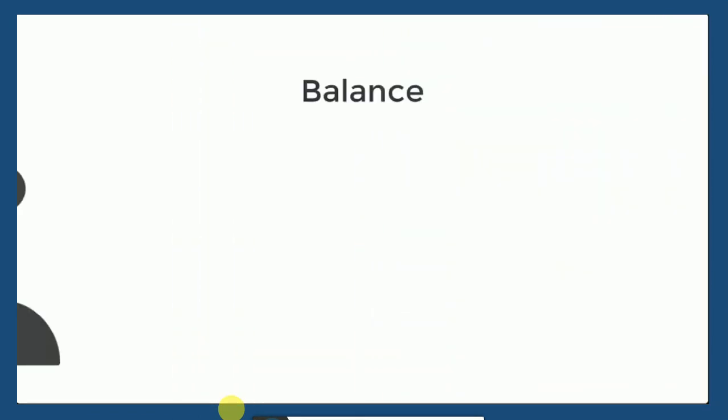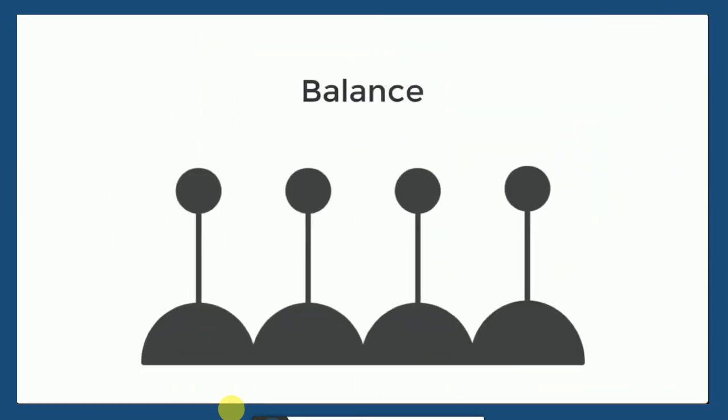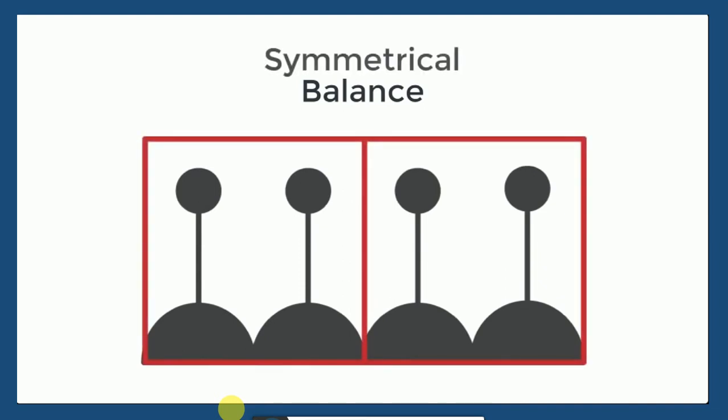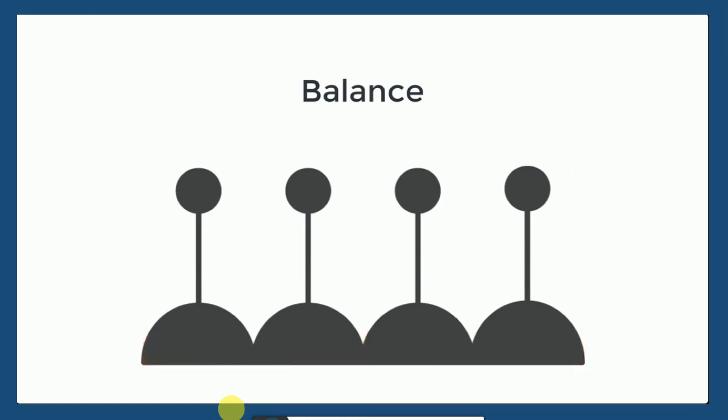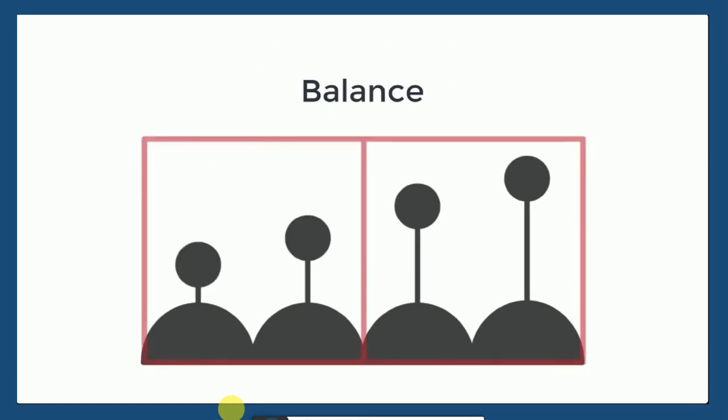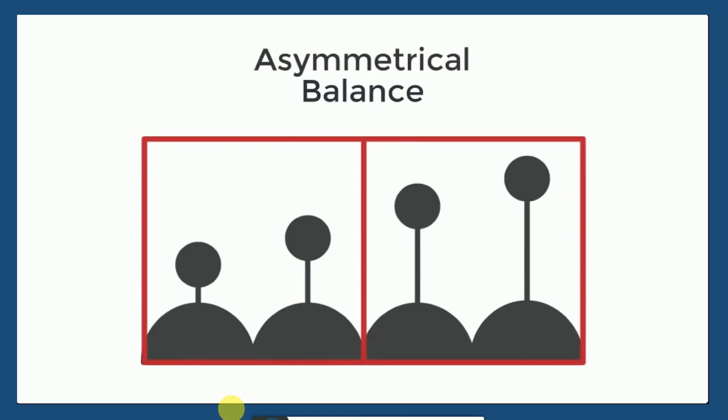Visual balance can be symmetrical or asymmetrical. An image is symmetrical when the visual balance is distributed equally, creating a mirror image. An image is asymmetrical when visual balance is achieved through counterbalancing.